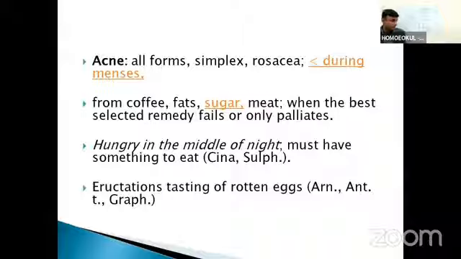Hungry in middle of night. Again, this is also a psoric symptom. This is a psoric symptom, hungry at midnight, or hungry at unusual time. It's also equally important for MCQ.